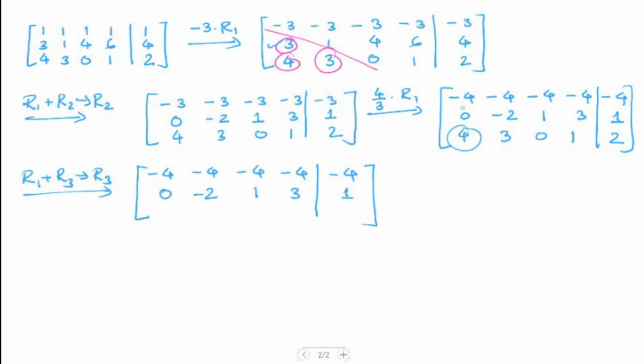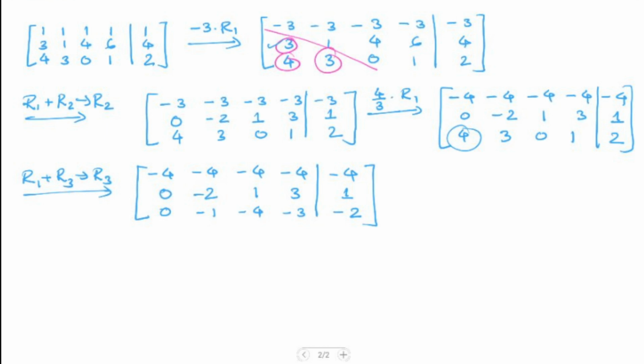So row 1 is minus 4, row 3 is 4. Minus 4 plus 4 is 0. And then we have minus 4 plus 3 is minus 1. Minus 4 plus 0 is minus 4. Minus 4 plus 1 is minus 3. And minus 4 plus 2 is minus 2. Okay.